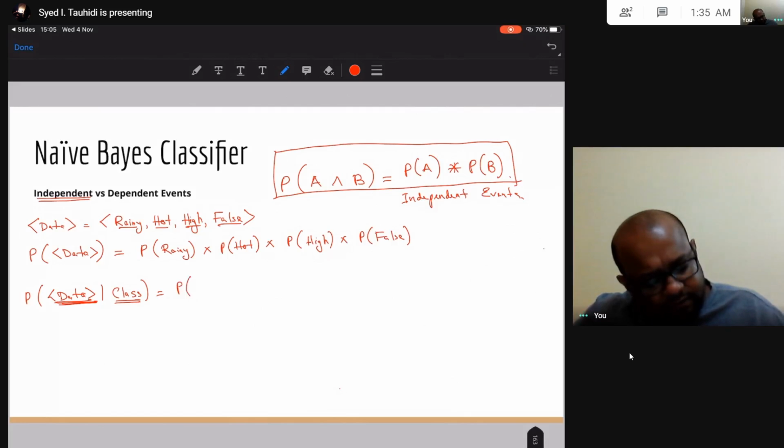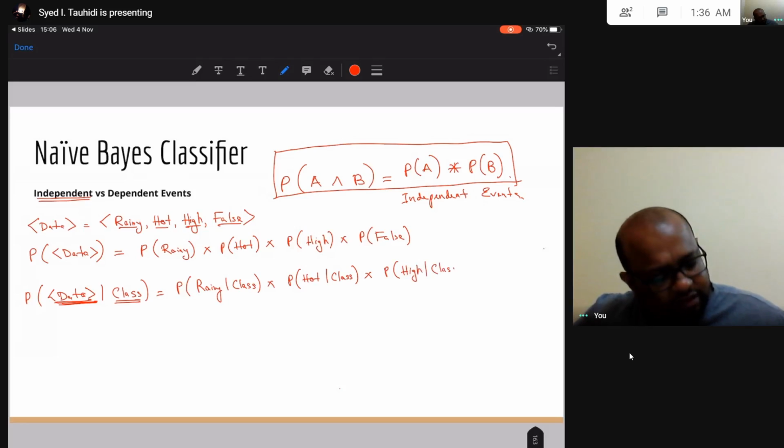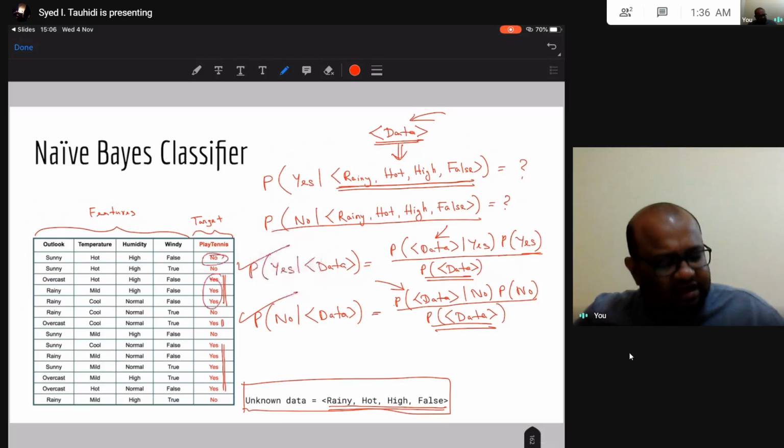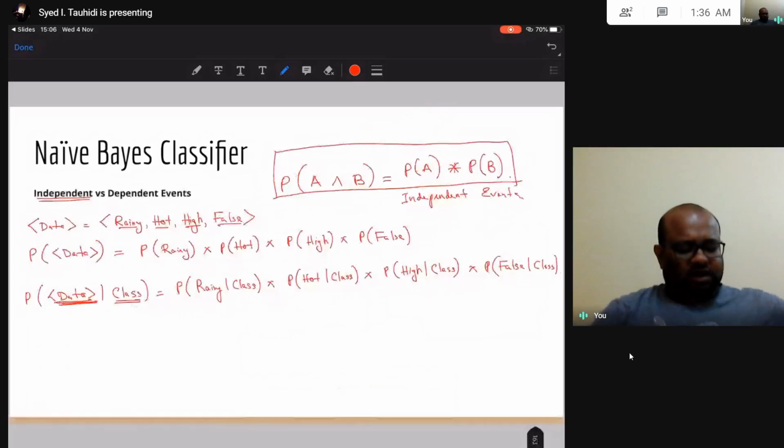So the joint probability of the data given this class is going to be probability of rainy given class, probability of hot given class, times probability of high given class, times probability of false given class. This class in our case can be either yes or no. So I have two classes, no and yes. So in our case, these are the two classes.